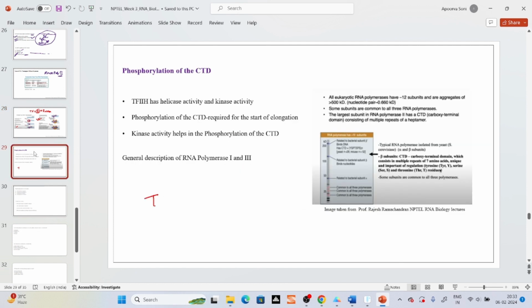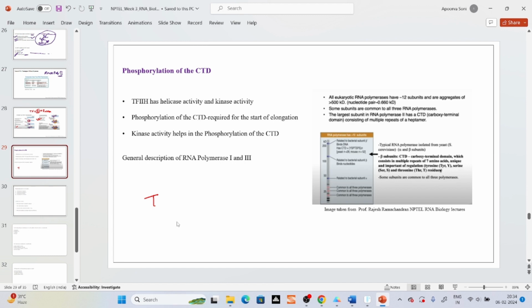Amongst all the transcription factors, transcription factor 2H is very important because it has helicase activity and kinase activity. Now what is the function of helicase activity? Helicase activity is responsible for the unwinding of the DNA duplex. And kinase activity, what does it do? Kinase activity is responsible for the phosphorylation of the carboxyl terminal domain, and because of this phosphorylation, initiation is completed and elongation takes place.